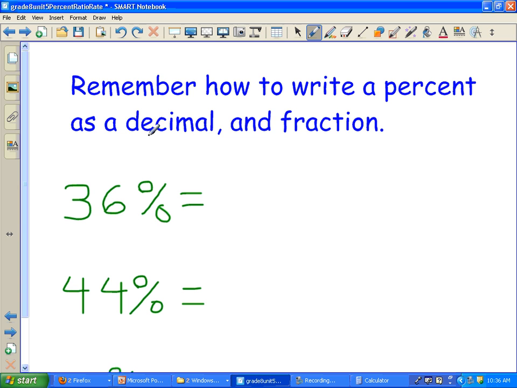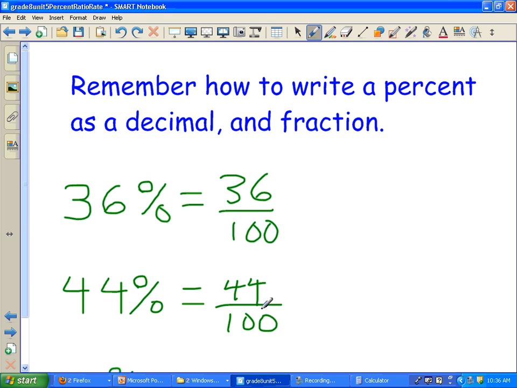So remember how to write a percent as a decimal and a fraction. So 36% really just means 36 out of 100. 44% is 44 out of 100. Write this as a decimal. Well, it's going to be 0 whole and 36 hundredths. This one down here will be 0 and 44 hundredths.